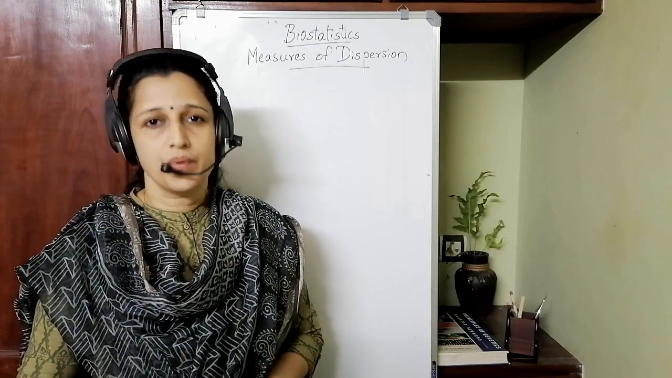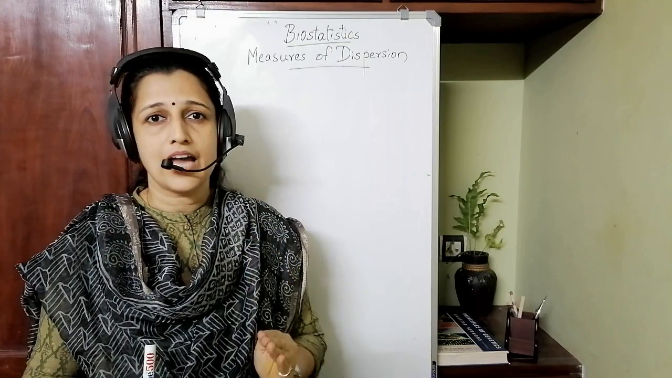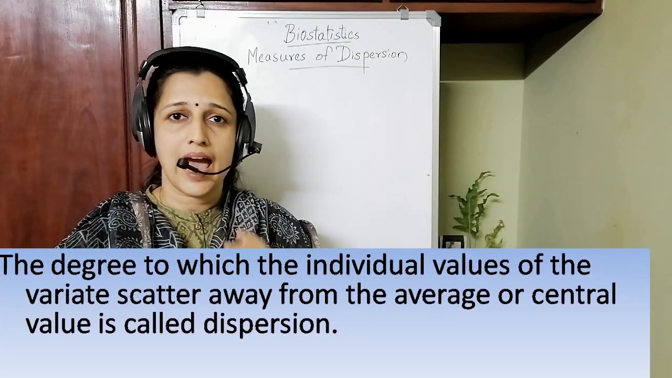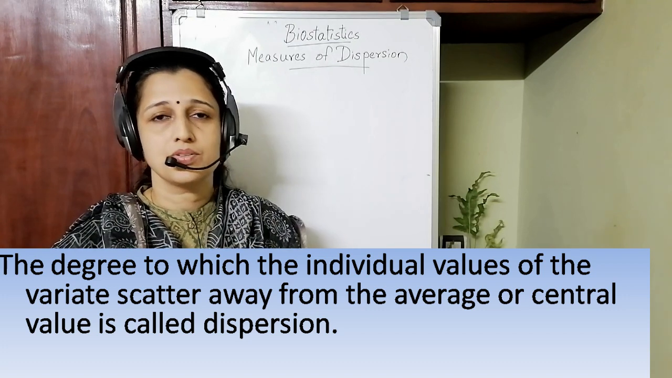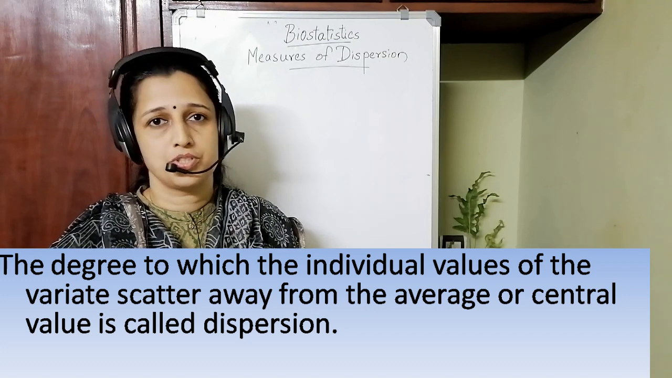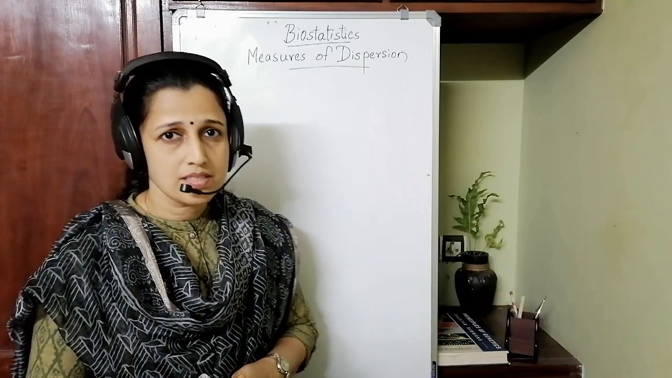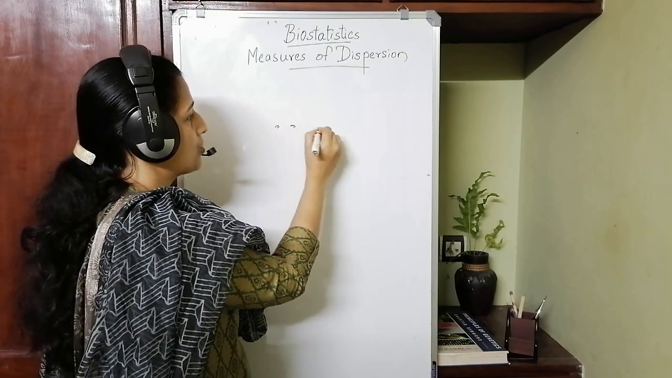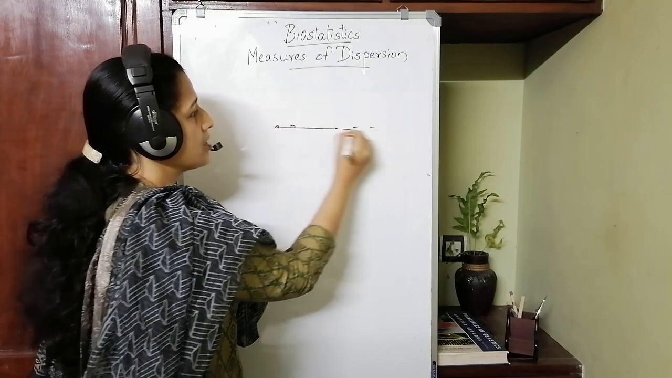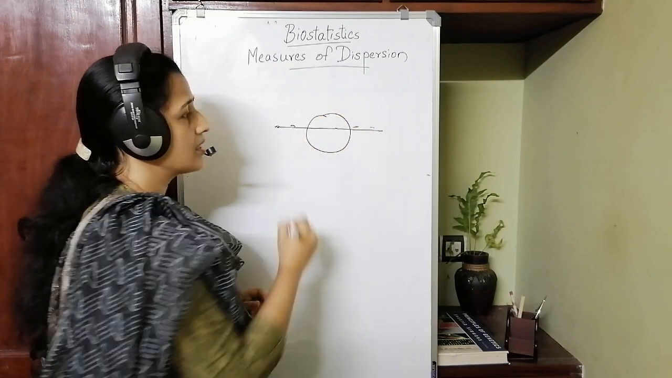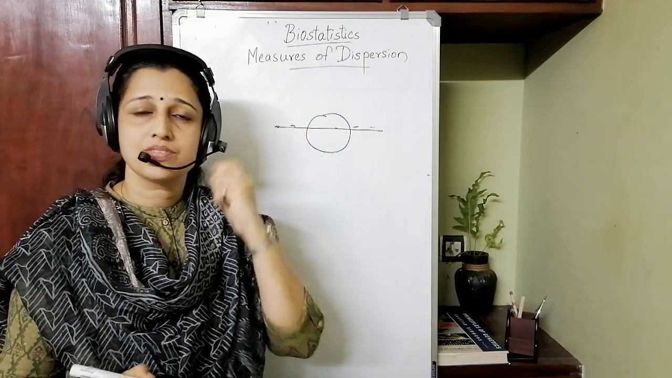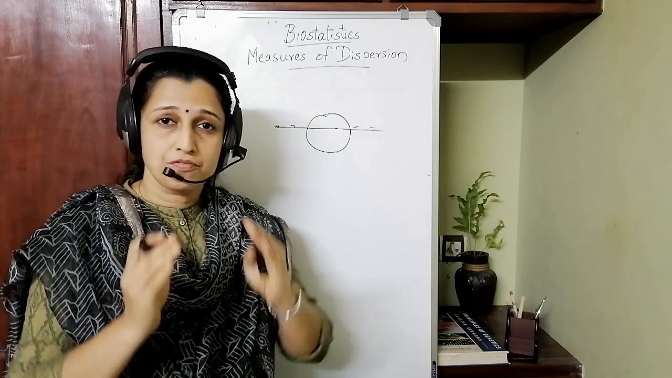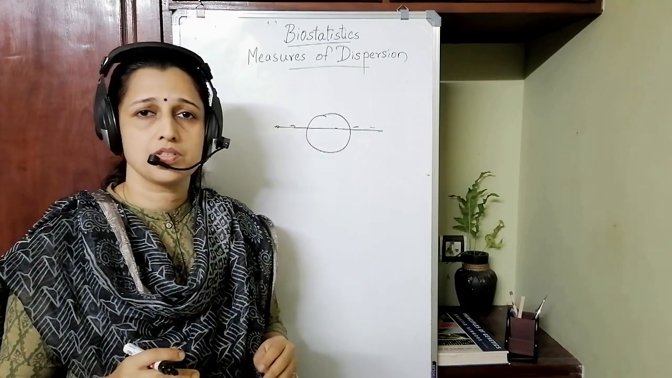The degree to which the individual values of the variate scatter away from the average or central value is called dispersion. We have learned in measures of central tendency that, if you have a set of values, some values will be concentrating around the average or the central value. That was measures of central tendency. And the measures of dispersion is just the opposite to the measures of central tendency.